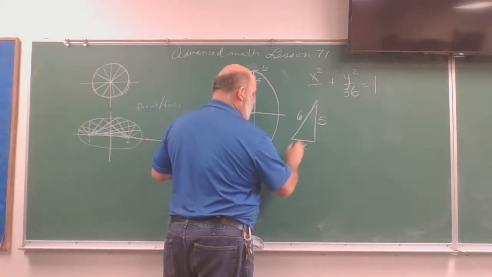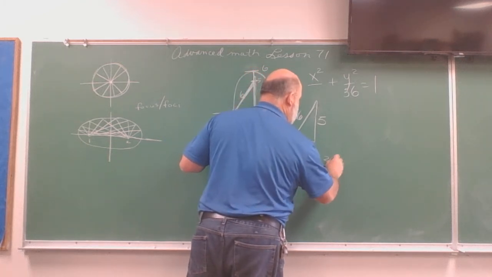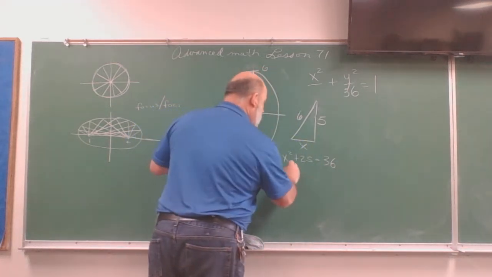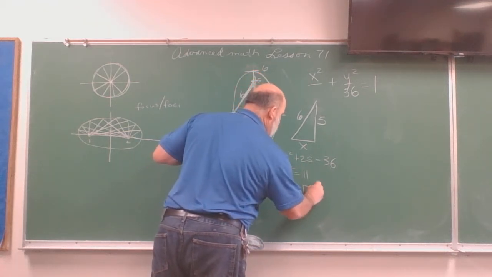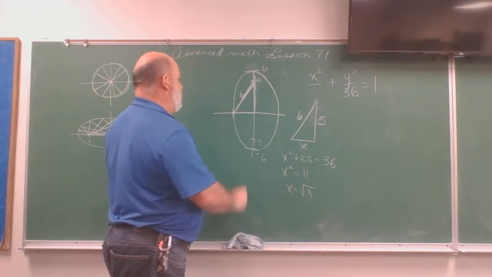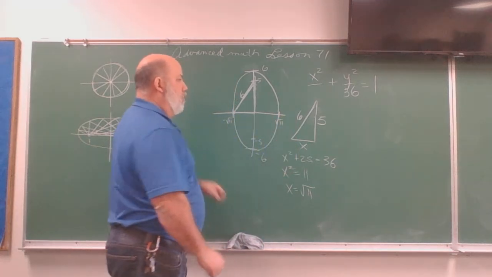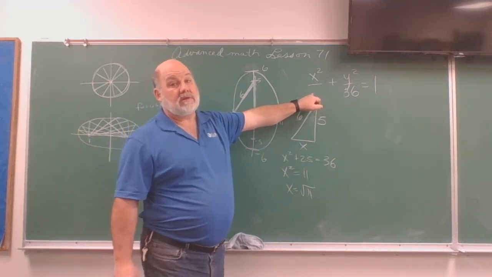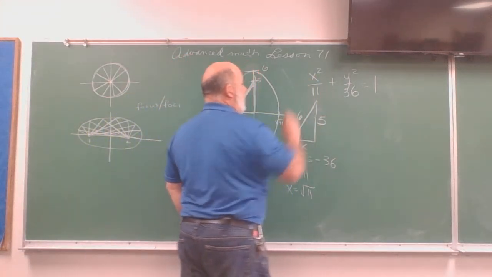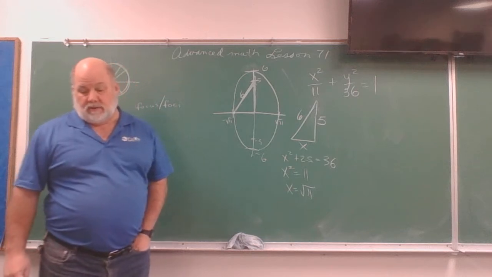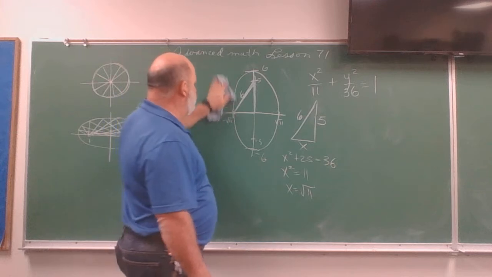So let's do the Pythagorean theorem. X squared plus 5 squared equals 6 squared. X squared equals, what is that, 11. X equals the square root of 11. Now that's nice. This is out here at negative square root of 11. This is positive square root of 11. What goes underneath here? X, the square root of 11 squared, or just 11. X squared over 11 plus y squared over 36 equals 1. One more.